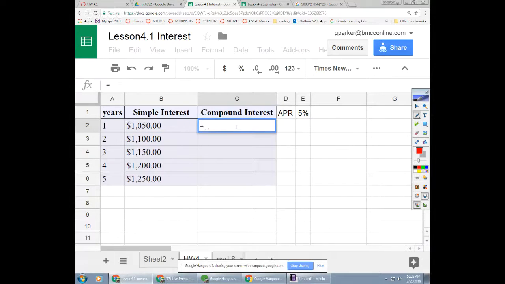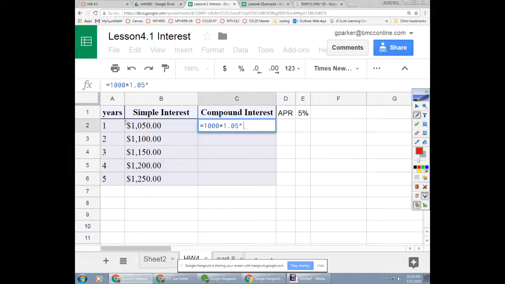Compound interest. What's the formula for compound interest here? What comes first? The starting amount, that's 1,000, yeah. Times, what do I do next? Elena? Compound interest, what do I do next? Not 5, just 5%, what is it? 1 plus 5%, yeah, which should be 1.05. Okay, and then what do I do with the 1.05? Raise it to the power, yeah.